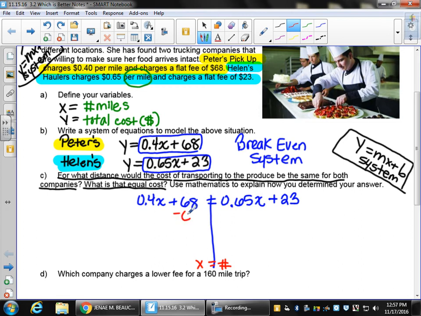I choose to subtract 68 from both sides. If you moved the 0.65x first, don't worry. Just wait, we should get the same answer. So I subtract 68 from both sides. We get 0.4x equals 0.65x. And then 23 minus 68, I got a negative 45. I will then subtract 0.65x from both sides.